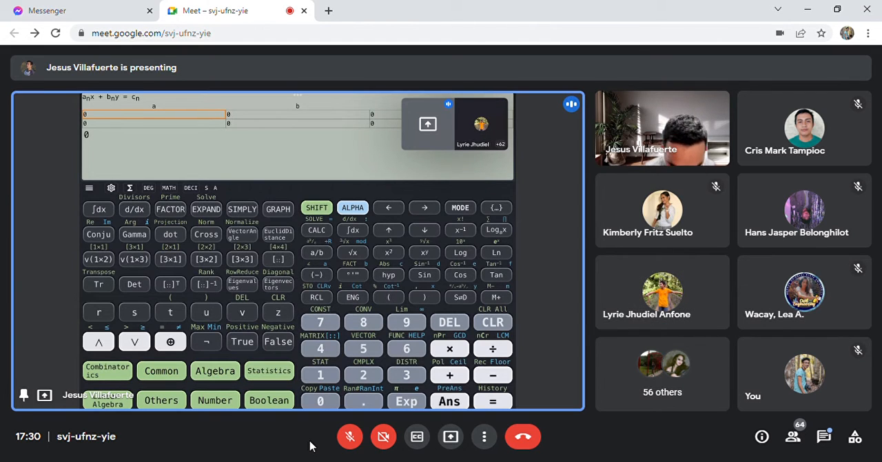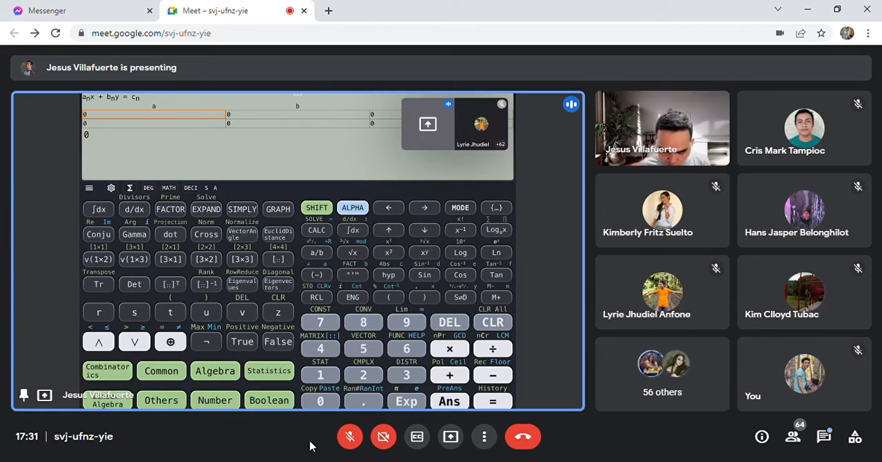The equation is in the form AX plus BY is equal to CN. Your equation just has to be in the form of AX plus BY. So these are your two unknowns, A and B, and these are the coefficients of your unknowns. Your CN is just the constant.